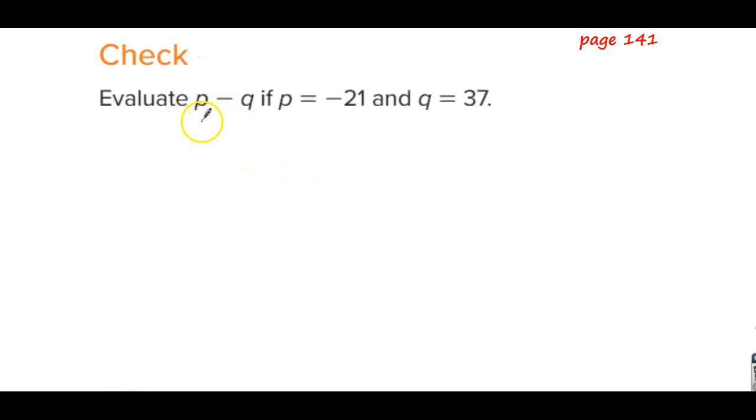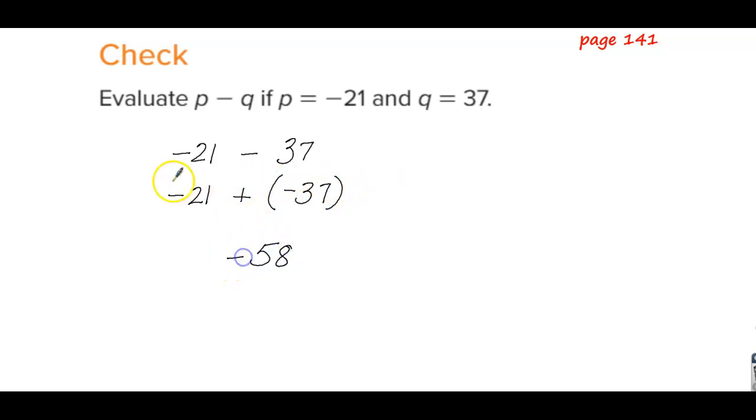I've given you a chance to do this yourself. They're saying evaluate P minus Q if P is negative 21, and Q is 37. Well, now we keep the first number the same, we change subtract to add, and we switch the sign of the second number. So now 37 is negative. Now they're both negative, so we just add them together, which gives us 58, and it's a negative 58 because we added two negatives together.